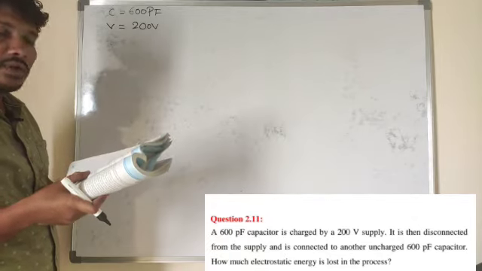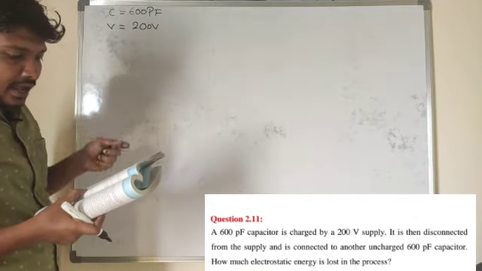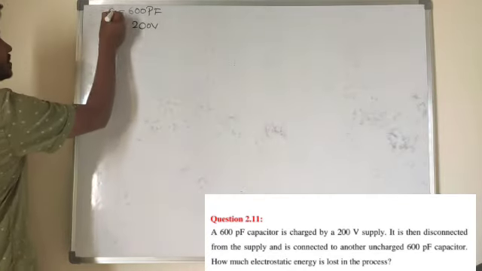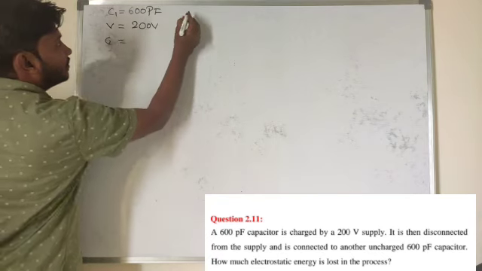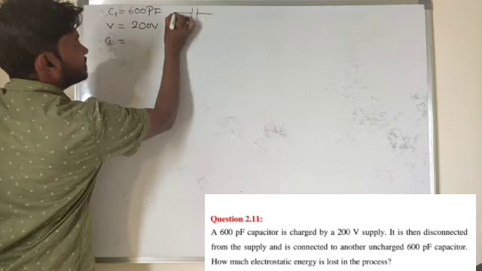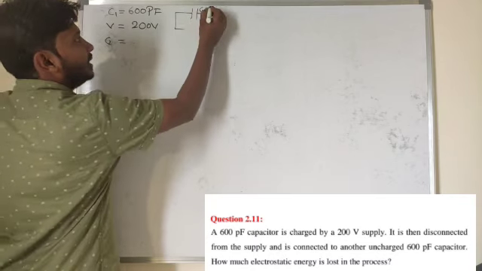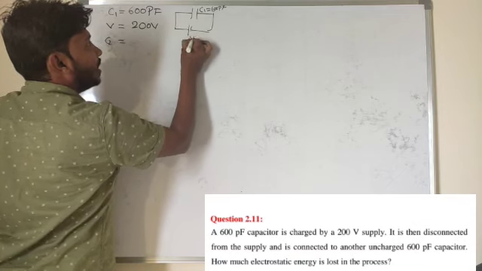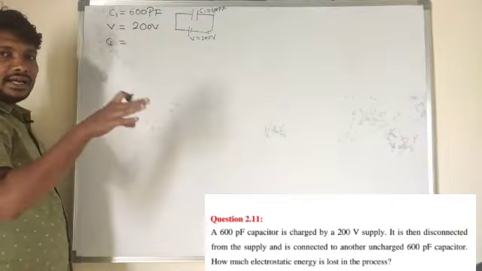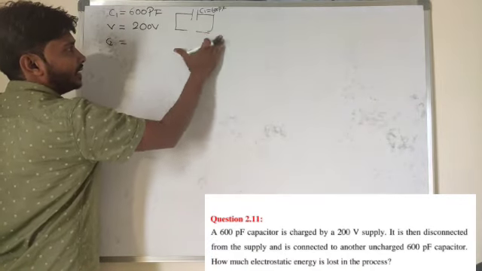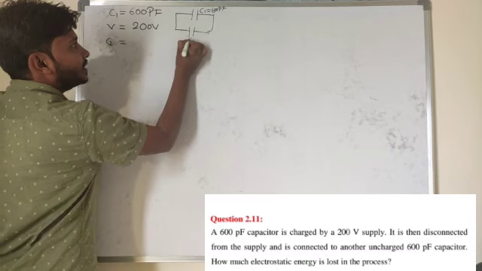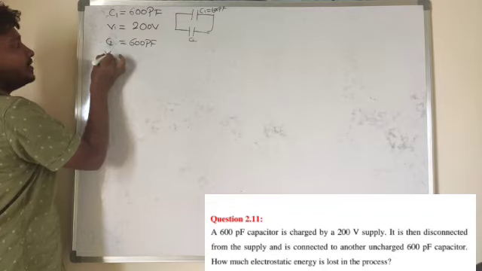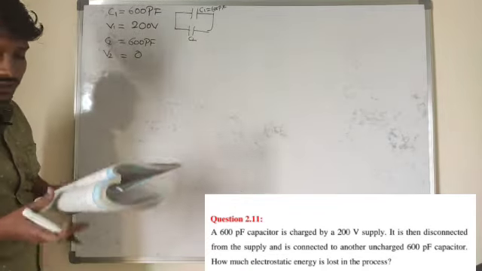It is then disconnected from the supply. So from that supply it is disconnected and it is connected to another uncharged capacitor of 600 picofarad. So for example, look here, in the first case they consider one capacitance C1, its value is 600 picofarad. It is connected to a battery of voltage 200 volt and then disconnected from the supply and connected to another uncharged capacitor. C2 value is also 600 picofarad. So uncharged means what about the potential value? The potential value is 0.